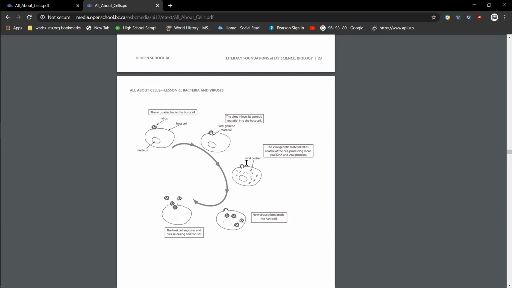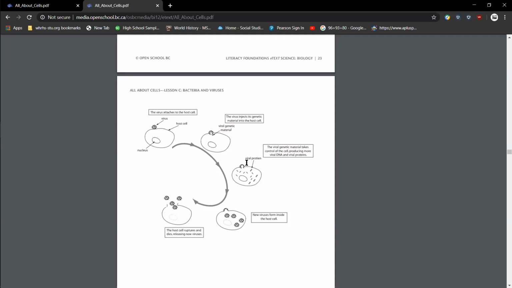Then that genetic material gets turned into protein by the ribosomes, and these proteins form new viruses inside the host cell. Once there are enough viruses, the host cell bursts and releases all the new viruses. That's pretty much how all viruses work.